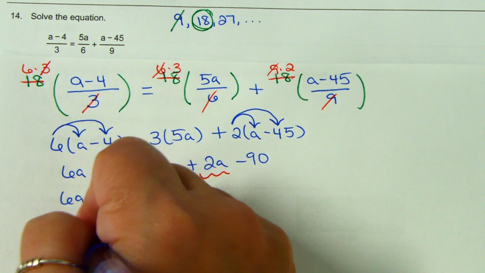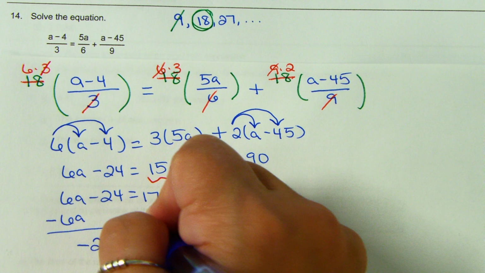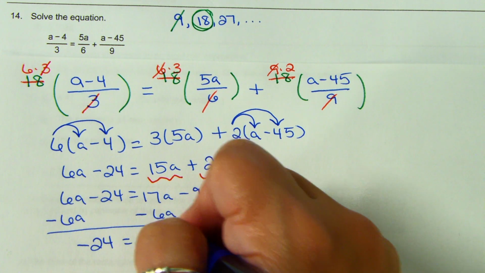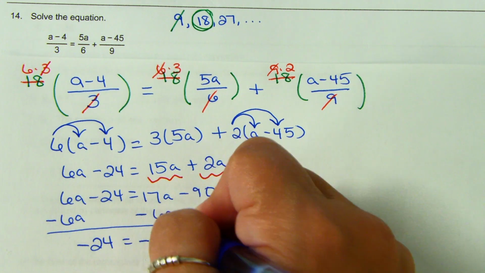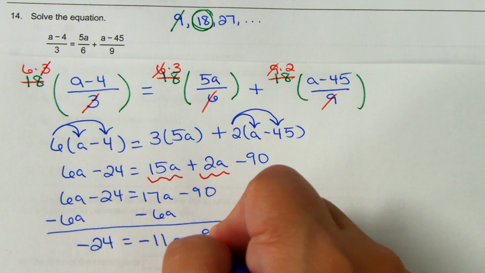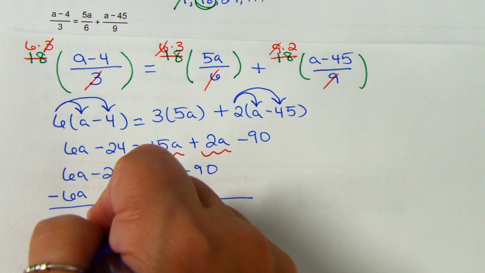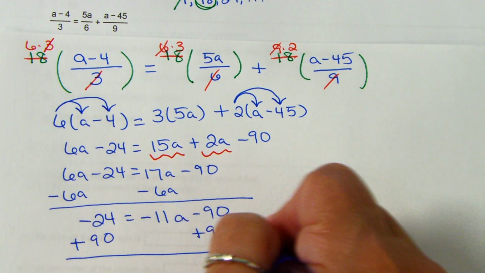So now I'm going to look. There's nothing for me to do on the left side right now because these are not like terms. I have 6a minus 24 equals. But on the right side, I do have some like terms, 15a plus 2a. That'll give me 17a minus 90. Now, I have variables on both sides of my equation. So what do I do? I've got to get them together.